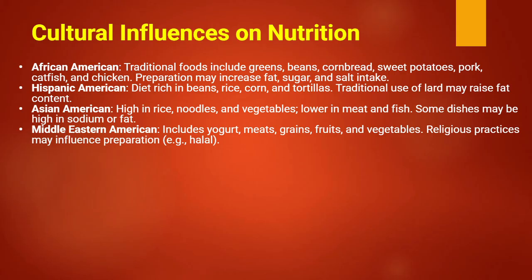When we talk about nutrition, we have to consider culture as a very strong influence. People's food preferences are often shaped by the traditions of their family and community, and this can impact both the benefits and risks associated with their diet. For example, traditional African American diets often include greens, beans, cornbread, sweet potatoes, pork, catfish, and chicken. While these foods can be nourishing, preparation styles may contribute to higher levels of fat, sugar, and salt. As nurses, it is important to recognize both the strengths and the challenges in these dietary patterns so that we can provide education without dismissing cultural traditions.